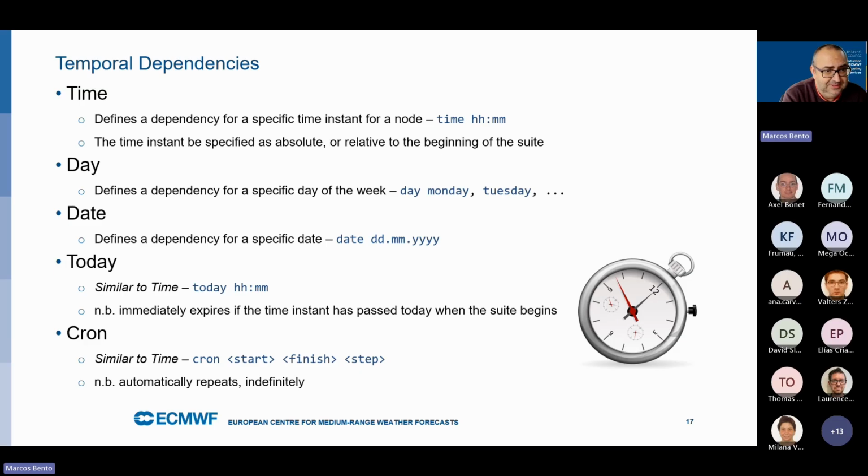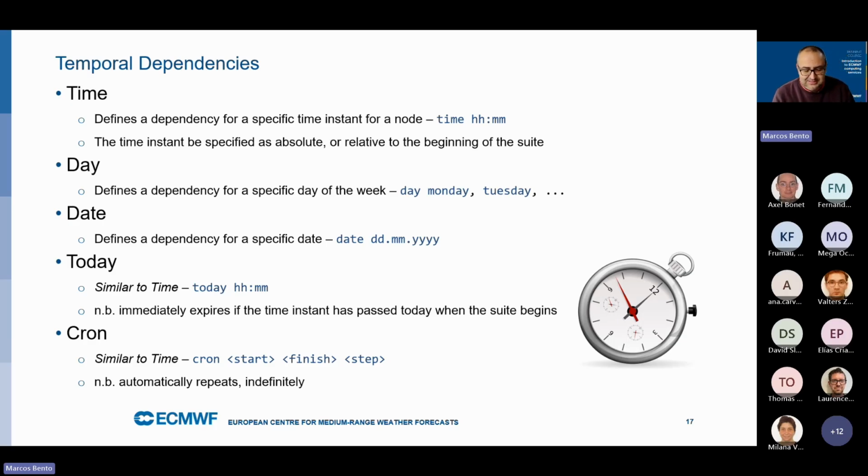We have multiple ways of defining time dependencies. Of course, time dependencies, a day dependency is day of week, dates, or today's, which are similar to time, which is a specific time of day, like hour, minute. Today is similar to time, but with the difference that it immediately expires, so it lets the task run as soon as that time of the day has gone past.